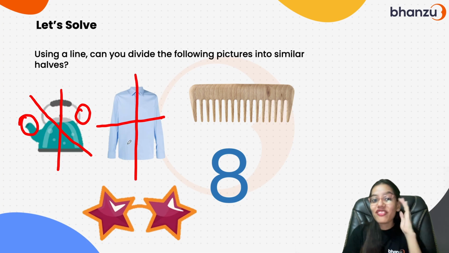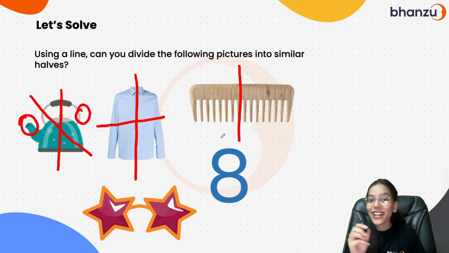Now if you observe, both the sides are same, correct? And I have a comb. For comb, is it vertical or horizontal? Correct, it is a vertical line that we have to draw to divide the comb into two equal same halves. Very good. For 8, how do I draw?